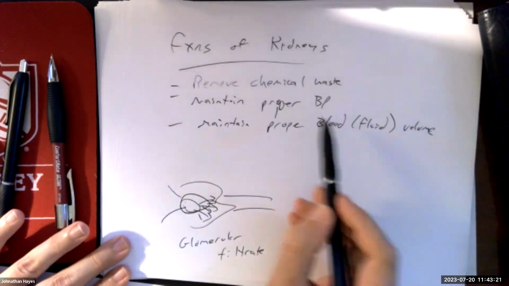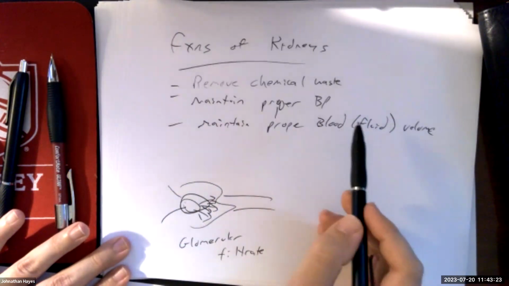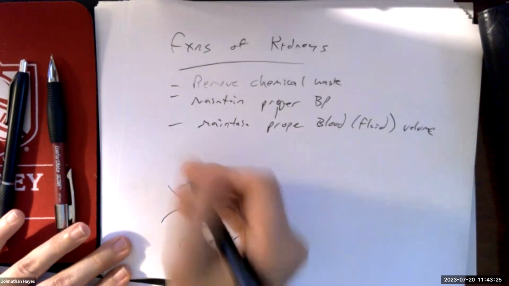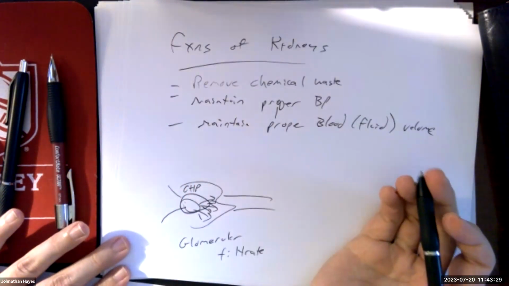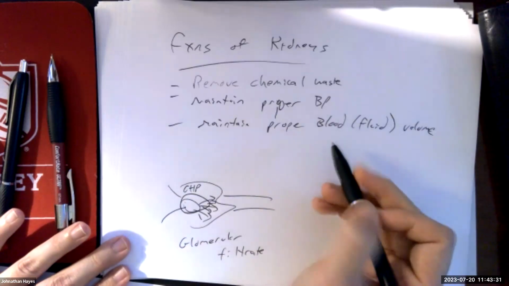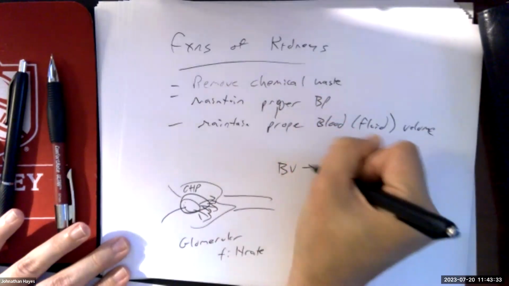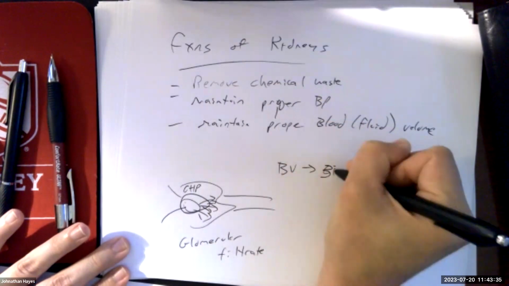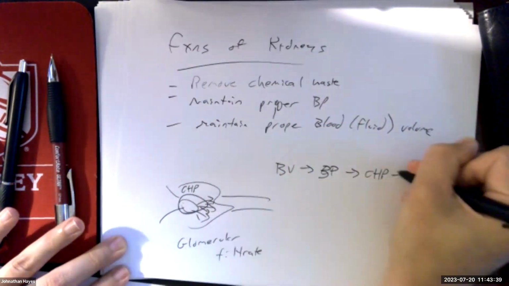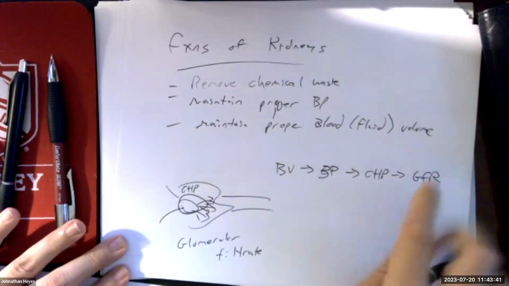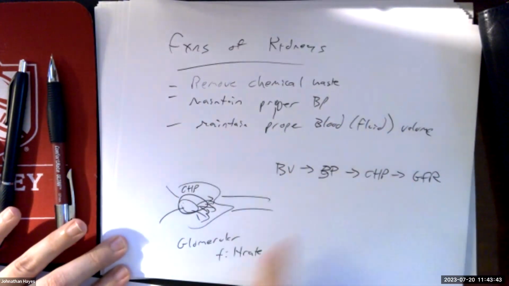If I don't have proper blood pressure and proper fluid volume, then I'm not going to have proper CHP, or we could call it GHP. And if I don't have proper blood pressure and blood volume, so again, blood volume contributes to blood pressure. Blood pressure is going to contribute to CHP. And in this case, CHP is also going to contribute to our GFR, which is the rate at which glomerular filtrate is being produced, right?